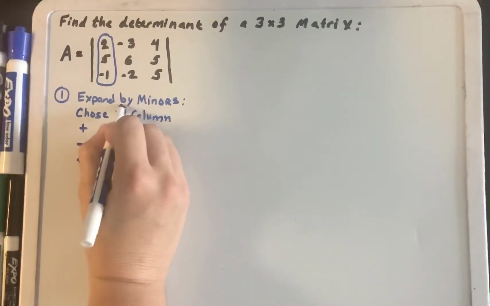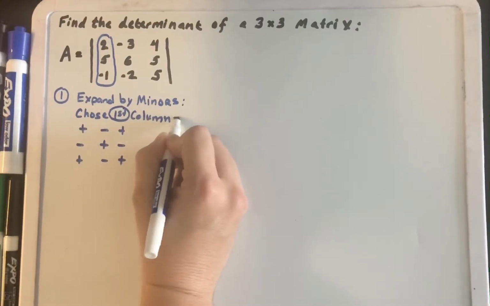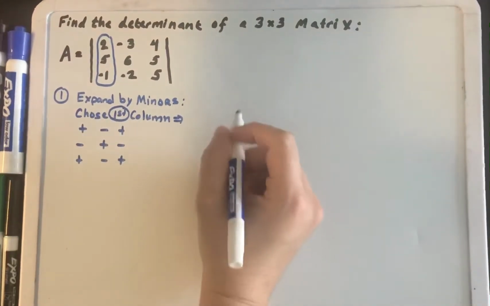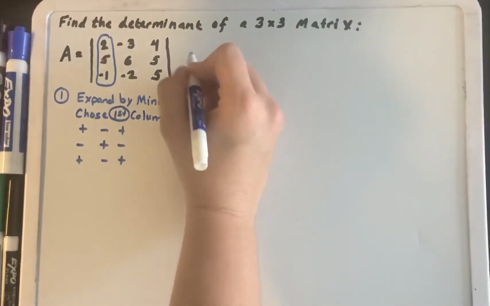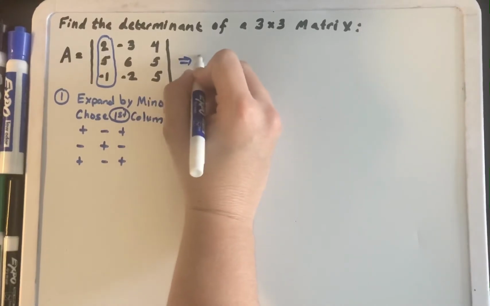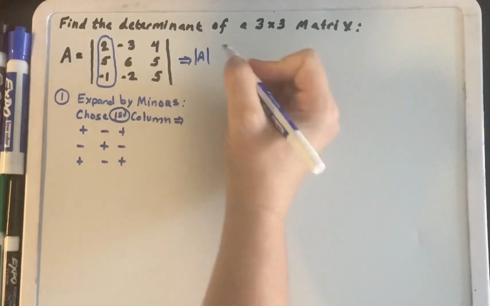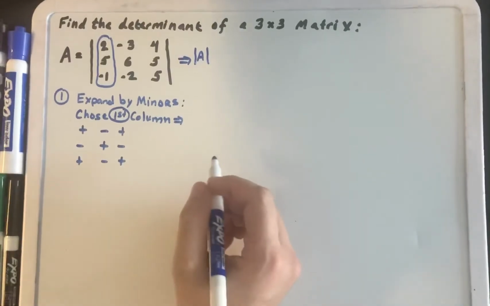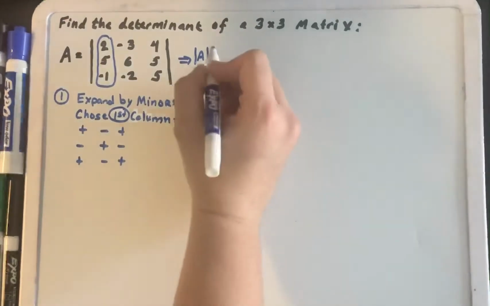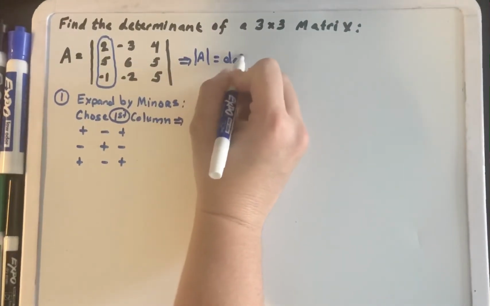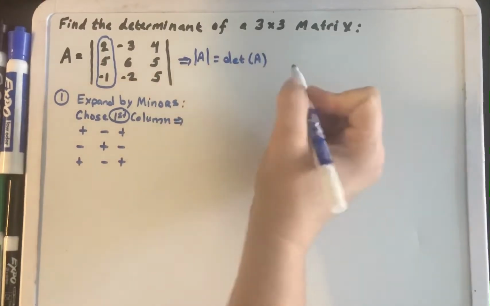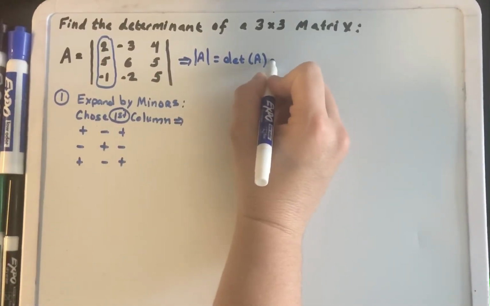So if I chose the first column here, then the very first thing I would do is write the determinant. Usually we write the absolute value bars here, or you could write det of A. That's another option, so I'll just show you what I mean. You'll see both of these notations. Either way, they both mean determinant of the matrix.